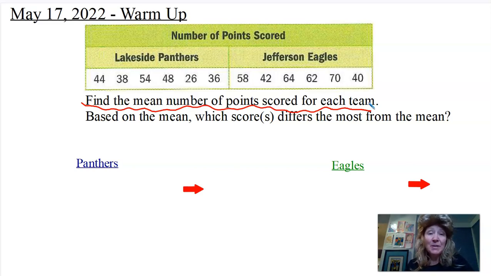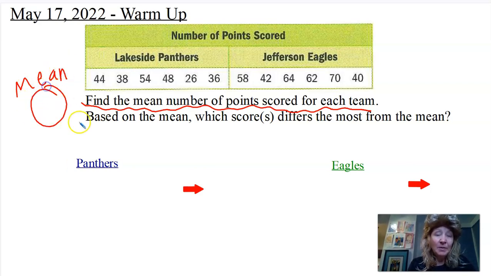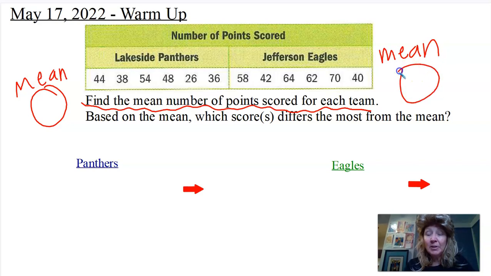look at the numbers and figure out, basically you would look at the mean of the Panthers and see whatever that number is, see how many scores are close to that or how many are far away. And the same thing with the Jefferson Eagles. You would find the mean and then you would look at this data and see how different these numbers are from its mean. You don't see how different the means are from each other.